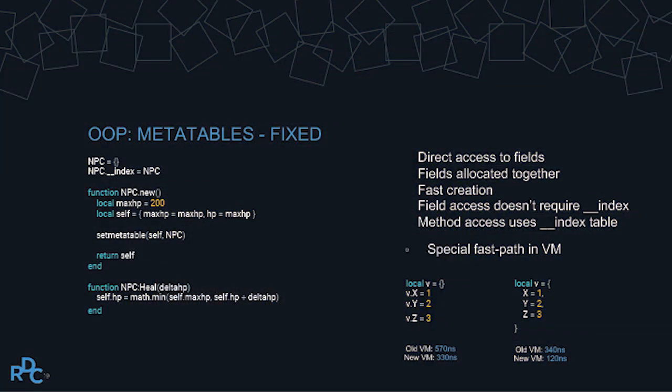So the metatable part is straightforward. We can just put the __index on the class variable. But the field allocation is slightly interesting and slightly complicated. As you see in this example, instead of creating an empty table and then assigning 2 individual fields to it, we just create a table and we immediately tell our VM that, hey, there's going to be 2 fields on this, max HP and HP, and they have these individual initial values. And so this is faster.